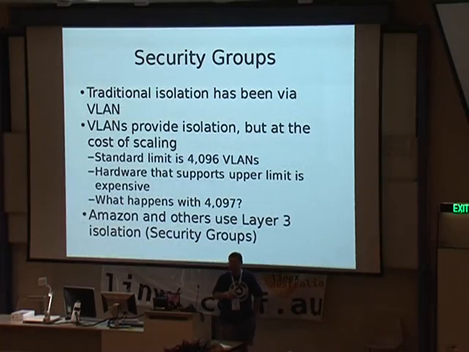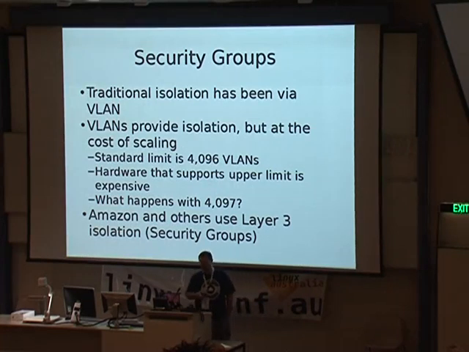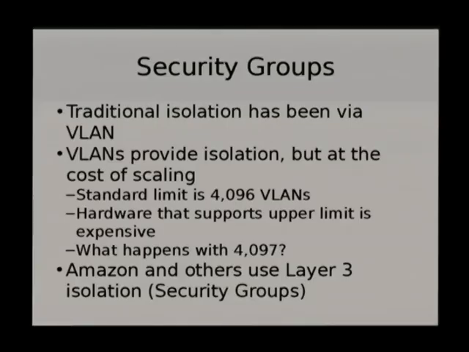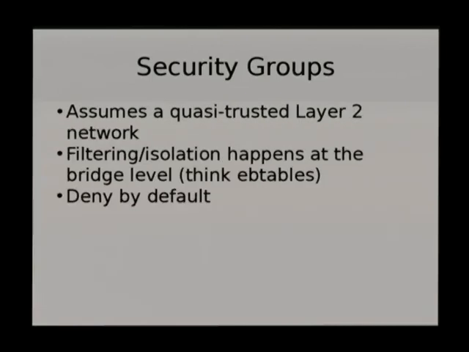Security groups are for folks that don't want to depend on VLANs. Basically, you can use security groups, layer 3 isolation, very similar to what Amazon has. So you have to assume a quasi-trusted layer 2 network. All the filtering and isolation happens at the bridge. Default is, of course, deny all traffic. Any questions on this? Yeah.